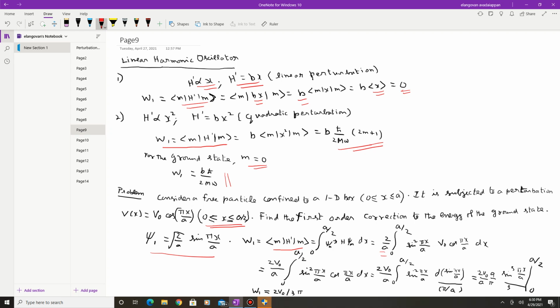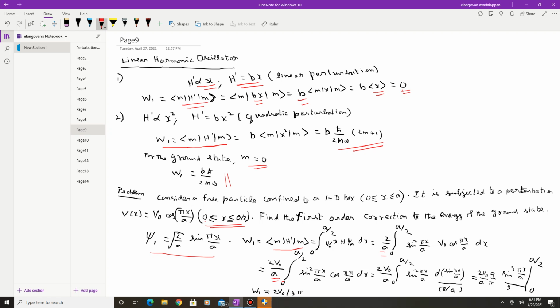Here there is V0 cos(πx/a). Again the V0 is a constant that can be taken outside, so 2V0/a. The final expression is, the limit is 0 to a/2, which is the limit of the perturbation. So this is the integral from 0 to a/2 of sin²(πx/a) cos(πx/a) dx, and this can be integrated.